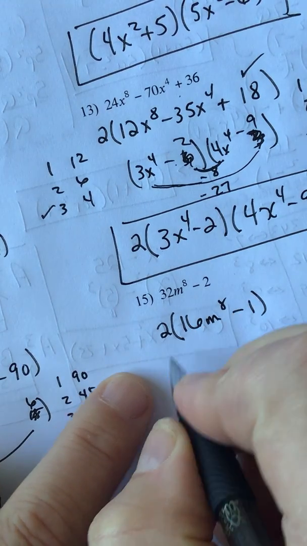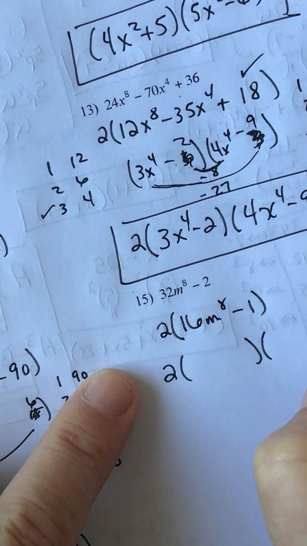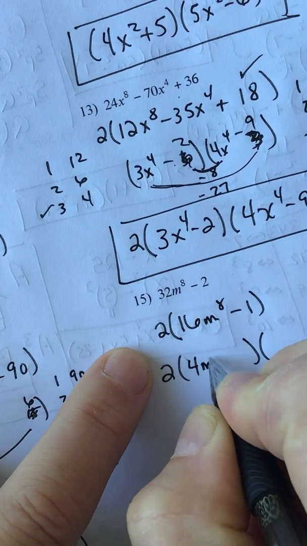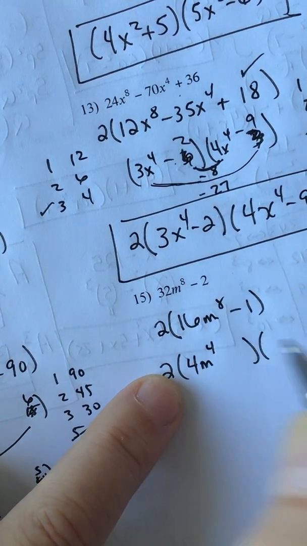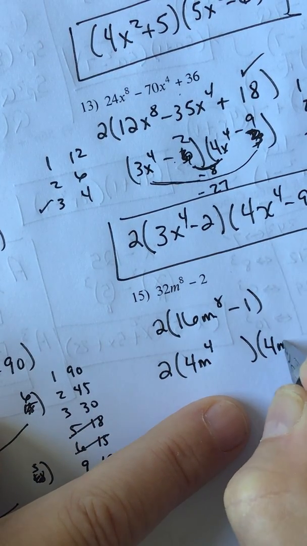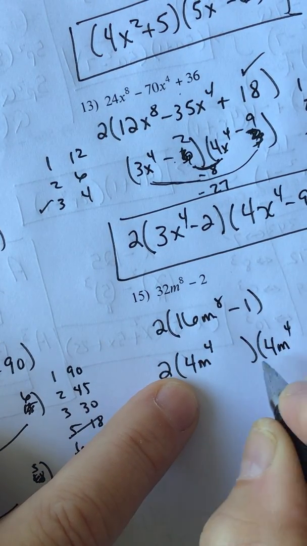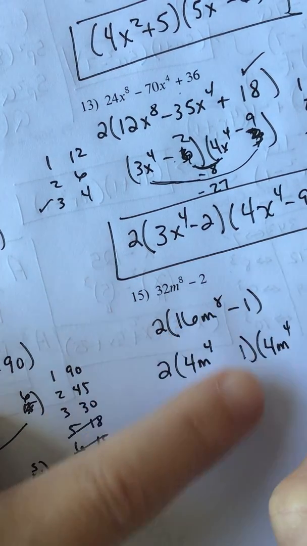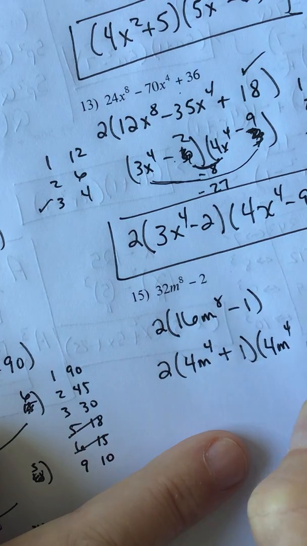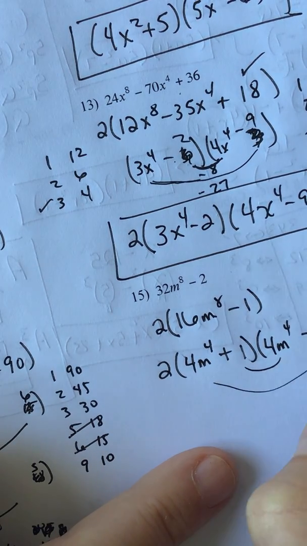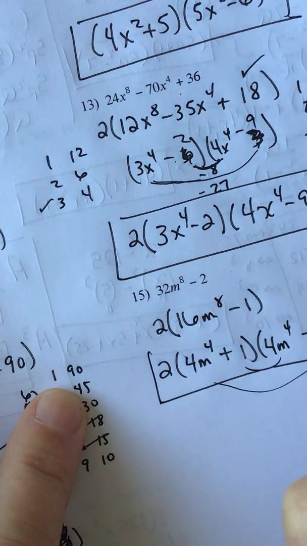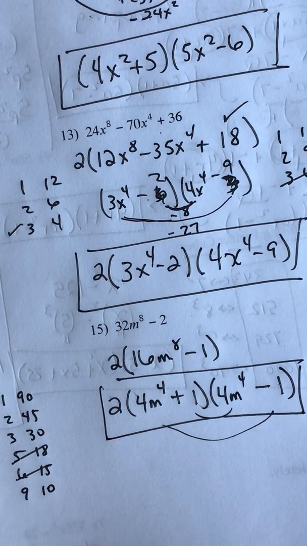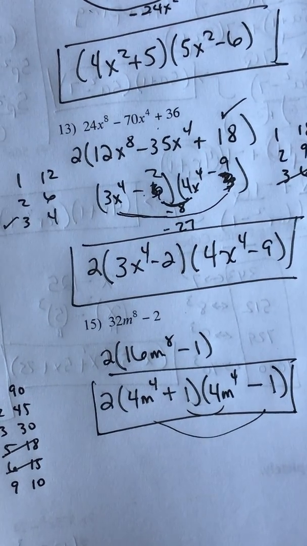So a perfect square means it can split up into the square root of 16 is 4, and the square root of m to the 8 is m to the 4. So 4m to the 4th times 4m to the 4th is 16m to the 8th. And the square root of 1 is 1, and the square root of 1 is 1, with one of them a positive and one of them negative. See, that makes a middle term of 0, which it has up there. Okay, there's a whole bunch of different factoring techniques.